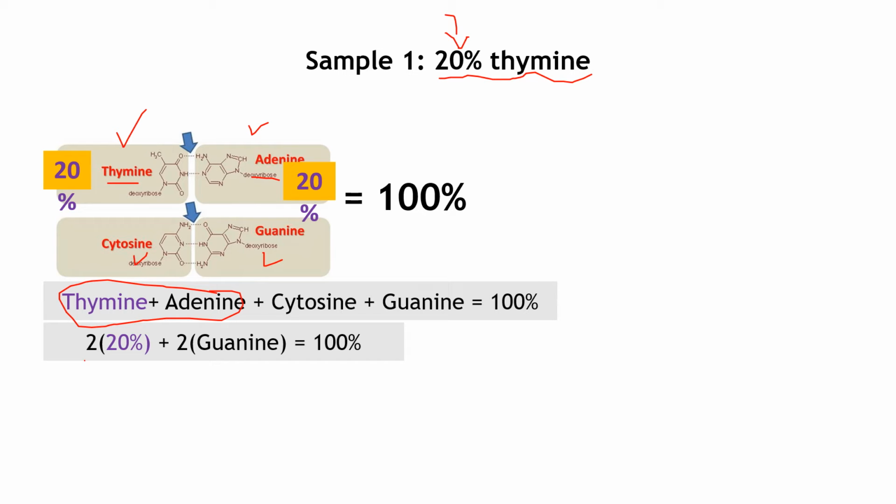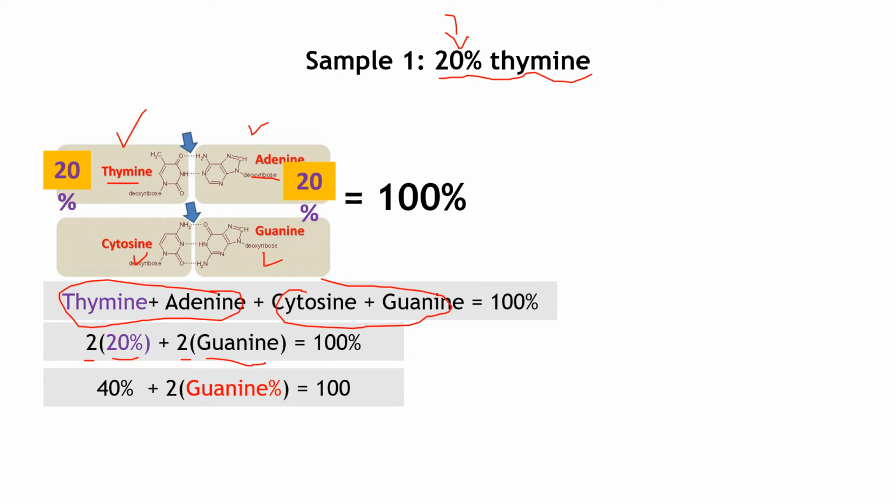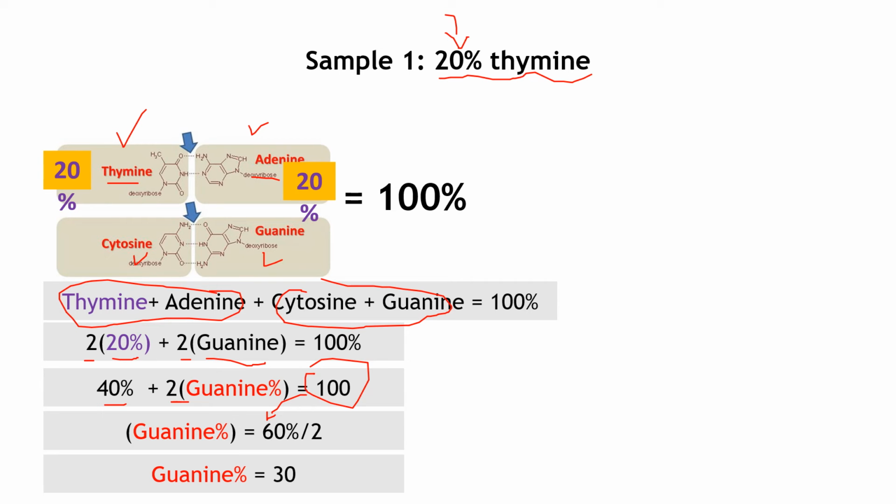So you will have 2 multiplied by 20. And you know that cytosine and guanine are also complementary, so this will be 2 times the concentration of guanine, or 2 times the concentration of cytosine. So in other words, you will have 40, and you have double the concentration of guanine. And here you just subtract 100 minus 40 and you get 60. And you divide it by 2 and you will get a guanine concentration of 30.